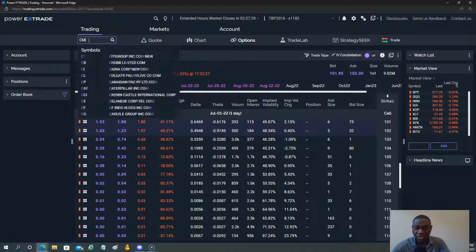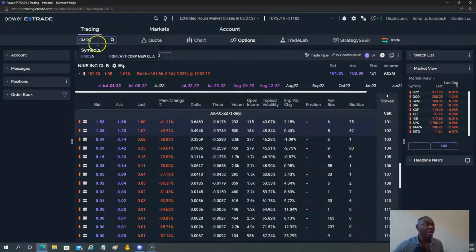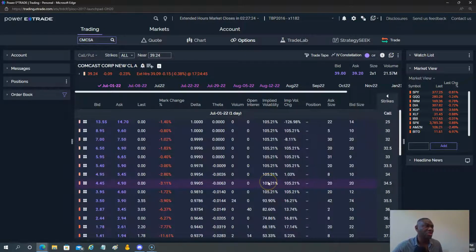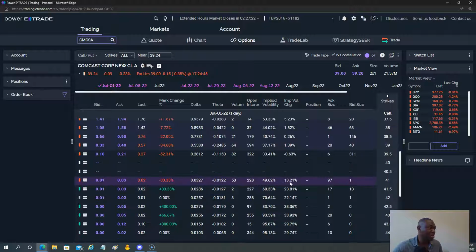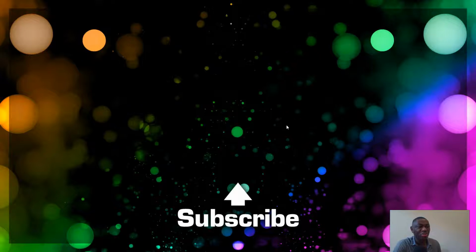Let's try to go to CMCSA, Comcast. Typically this stock doesn't move that much, and for a contract at 37%, that's not bad at all. 37-40%, that's actually good. And you see here, because there's no expectation of a big move on the option, the implied volatility change here for today, at least for these contracts that are relatively close to the money, there's not that much jump.